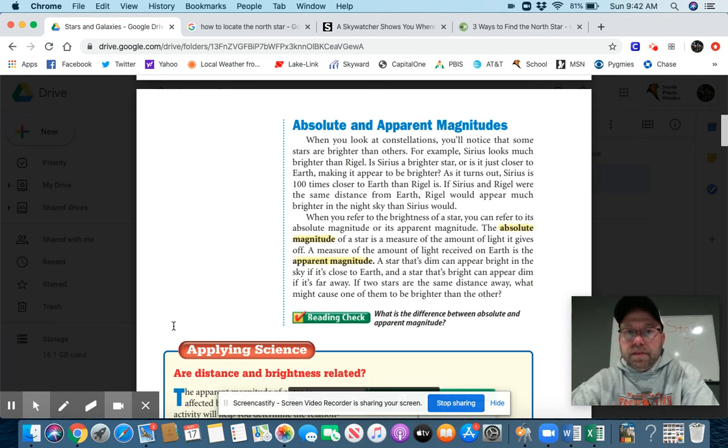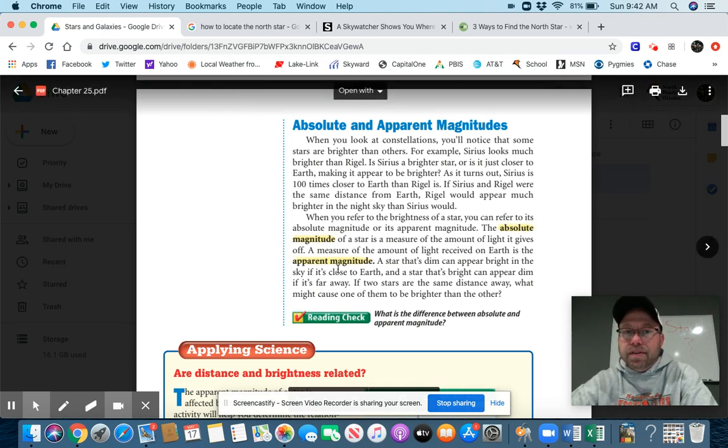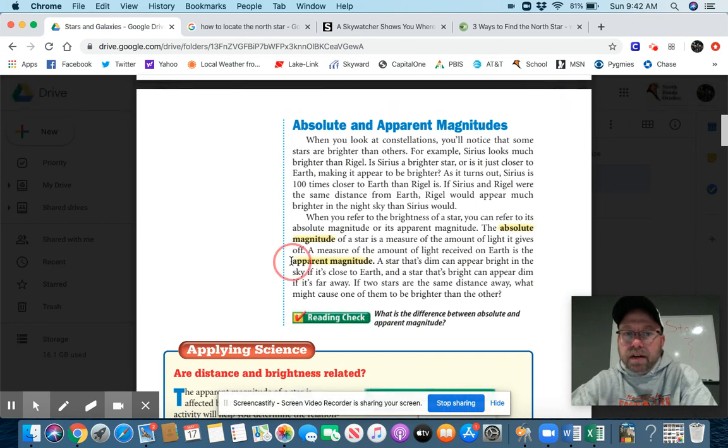How bright it is is measured in magnitude, and there are two types of magnitude, and it's important to understand the difference. The first I want to talk about is not first in the order here. I want to talk about the second one, apparent magnitude. Apparent magnitude is the measure of the amount of light received on Earth. Let me put that in English. It's how bright it looks to us. That's apparent magnitude. Like, apparently it's really bright, or apparently it's really dim.